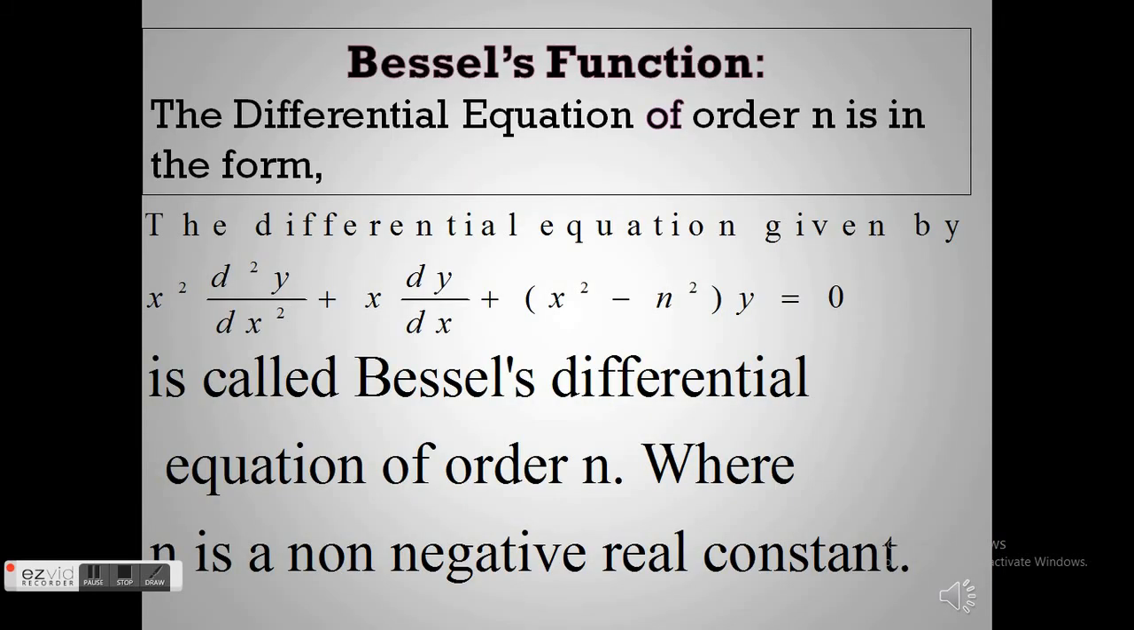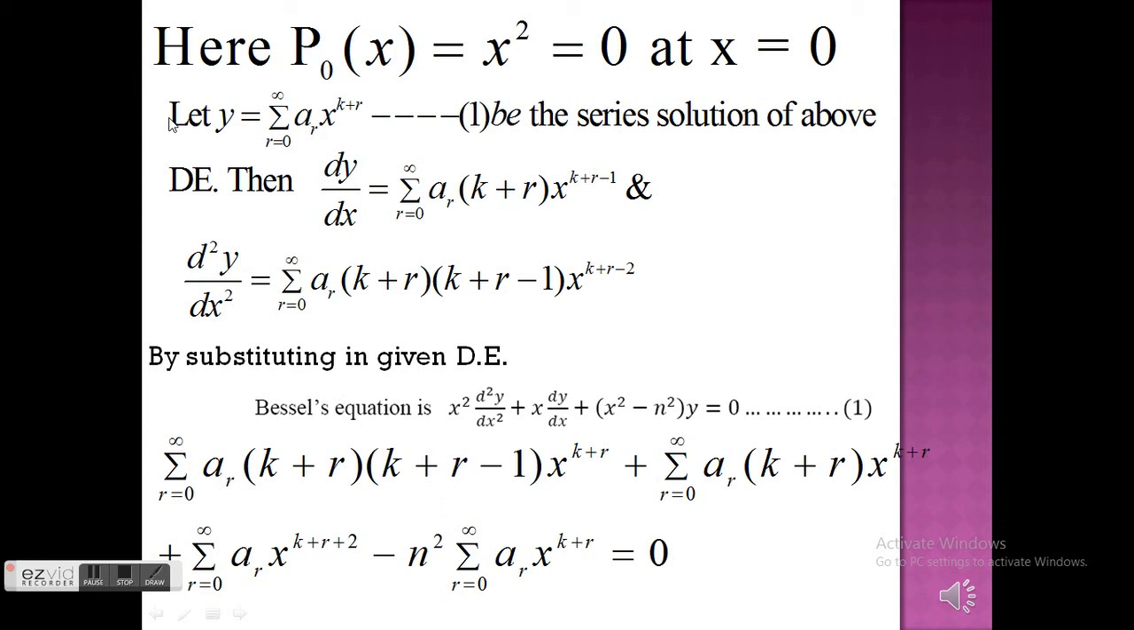Now, here we'll discuss the series solution of Bessel's differential equation. The differential equation of order n in the form x square d square y by dx square plus x into dy by dx plus (x square minus n square) into y is equal to 0 is called Bessel's differential equation of order n, where n is a non-negative real constant. Now we'll find the series solution of this equation.